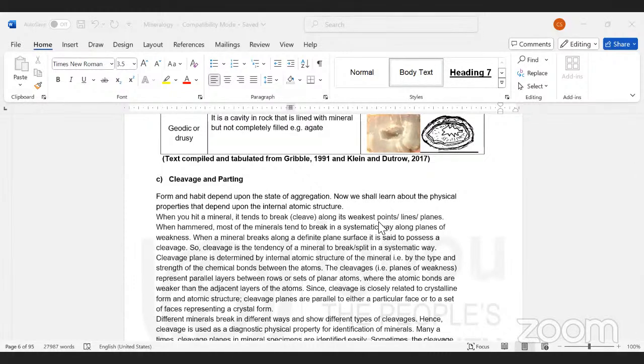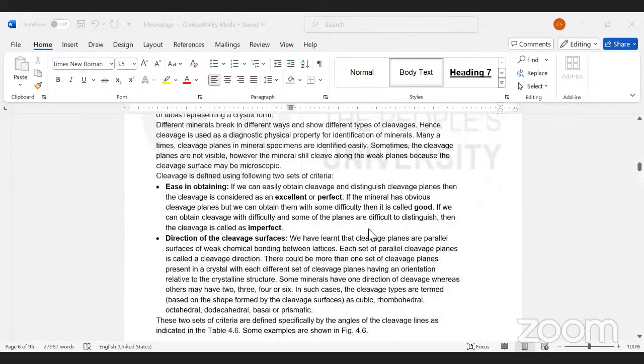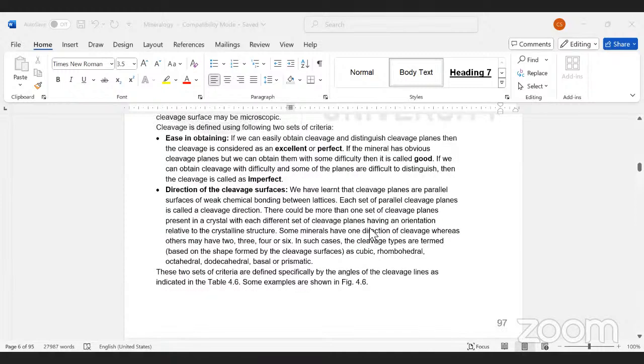Cleavage, the property, is known as a break or weak positions or small lines identified on a surface. The scratches, small lines or small fractures identified on a surface, the property is known as cleavage. So here the cleavage is also perfect and imperfect. These two. The cleavage planes we can identify with some difficulty is known as a good cleavage.